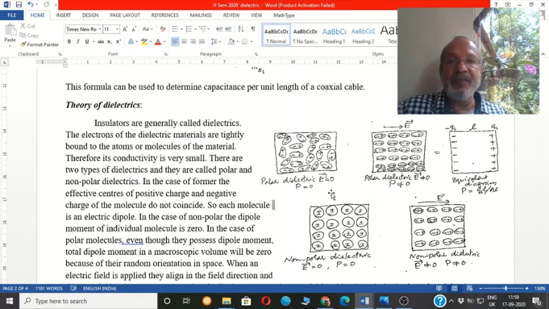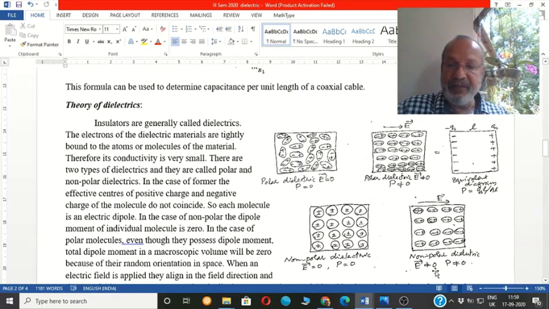So there is no separation between positive and negative charges. So in that case, the total dipole moment will be zero. So you can see each molecule is having zero dipole moment. So dipole moment per unit volume is also zero.